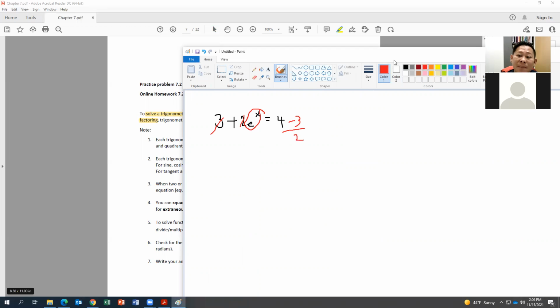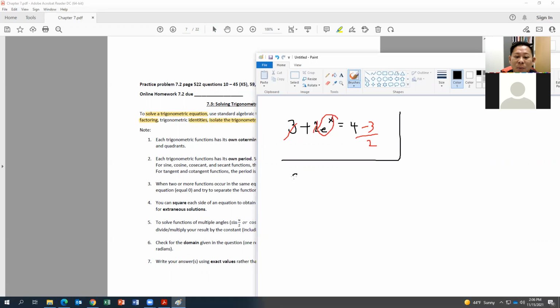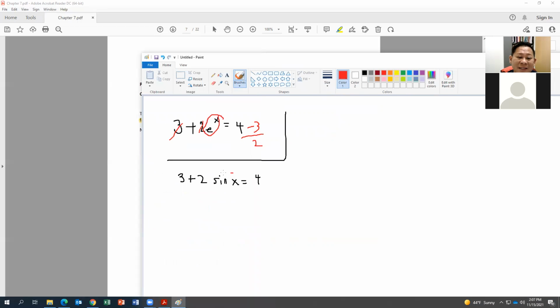This is the same type of question when we do log, except it's sine or cosine or a trigonometric function. Instead of this, we will get 3 plus 2 sine x equals 4, for example. Last time over here we subtracted 3 and divided by 2. This is also the same type. We want to make sine x by itself. So I will subtract 3 and then divide by 2. Kind of the same thing that we did. So this is 1/2, so you still get 1/2 here.